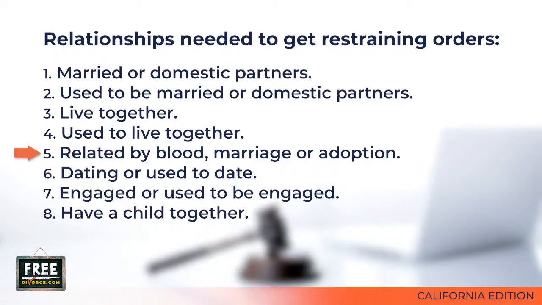5. You are related by blood, marriage, or adoption. 6. You are dating or used to date. 7. You're engaged or used to be engaged to be married. And 8. You are the parents together of a child or children under 18 years of age.